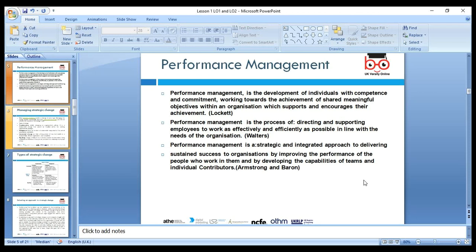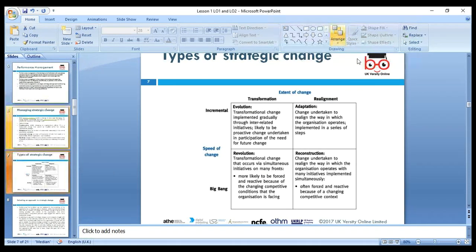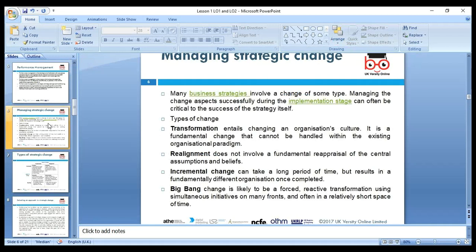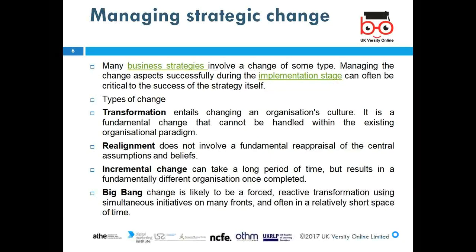So performance is quite crucial. Performance needs to be managed. Okay, so next we're looking at change. What is meant by change management? What is a change, and why do we need to change? So next we're looking at change management.